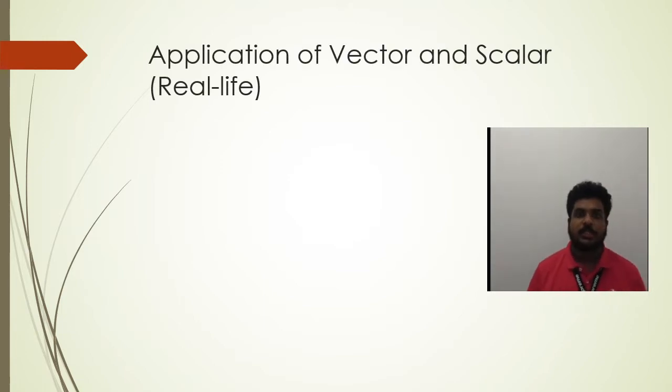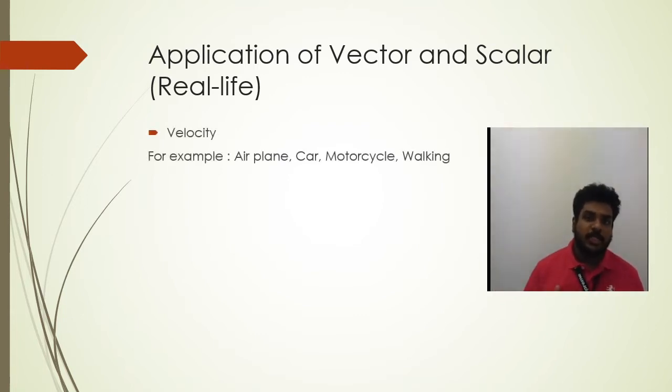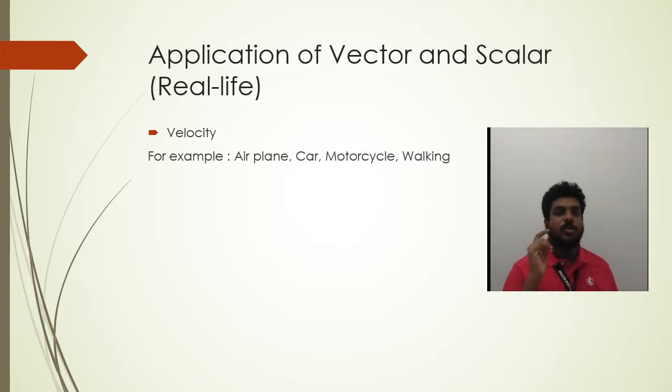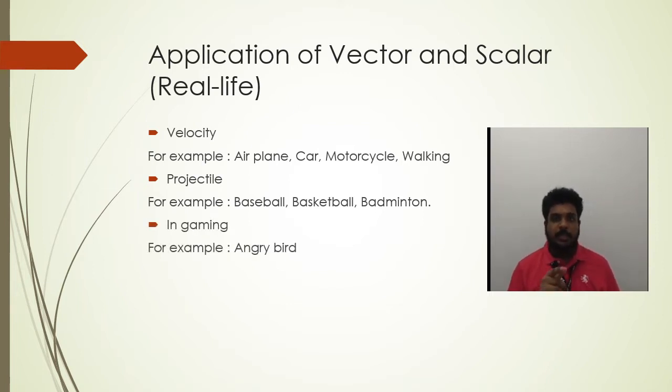Hi, my name is Vinod, son of Valaitan, matrix number 10 DTK21F 2012. Here I'm going to discuss the application of vector and scalar product based on real life. The first application of vector or scalar is velocity, for example airplane, car, motorcycle, and also walking. The second one is projectile, for example playing baseball, basketball, and also badminton. The third one is in gaming, for example the game Angry Birds.